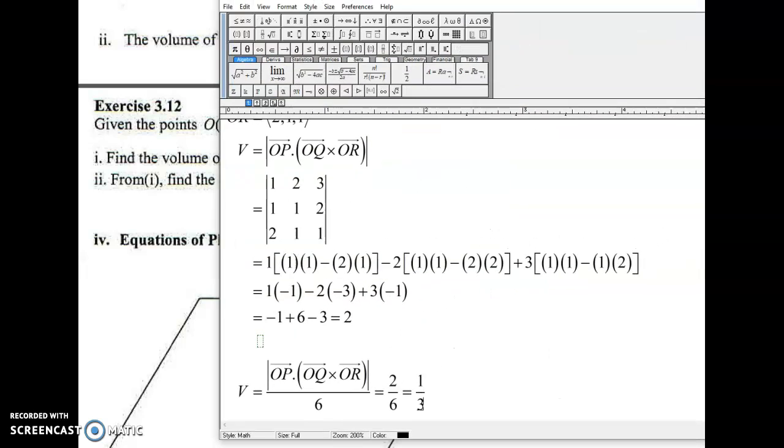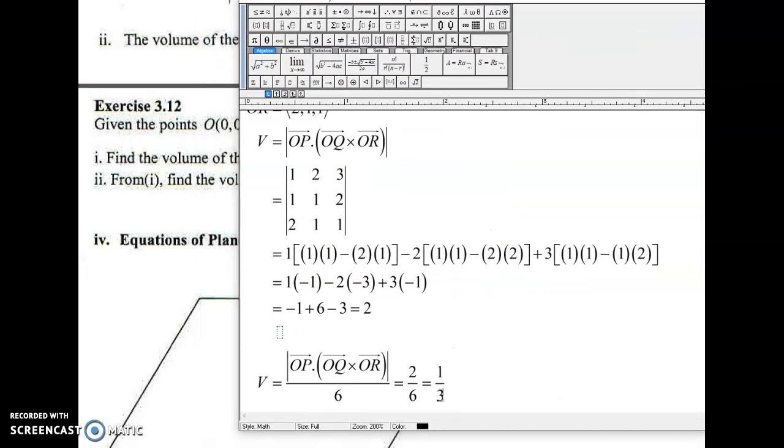So that is the application in finding the volume of a parallel pipe and a tetrahedron.